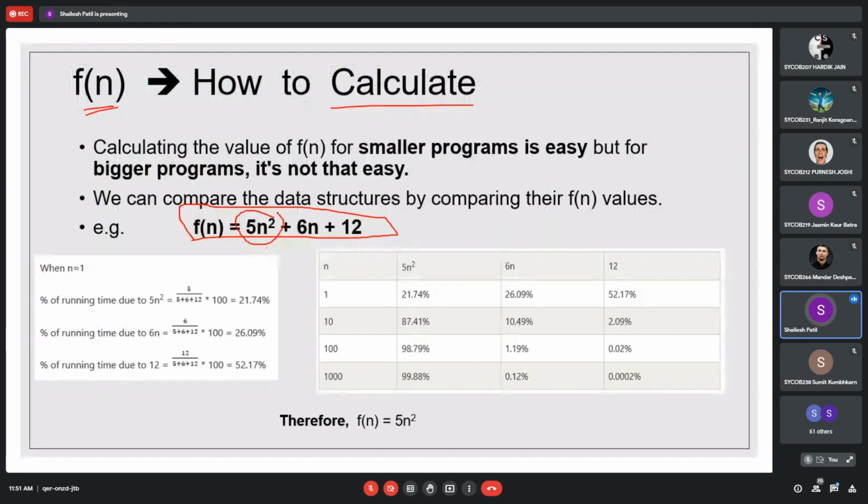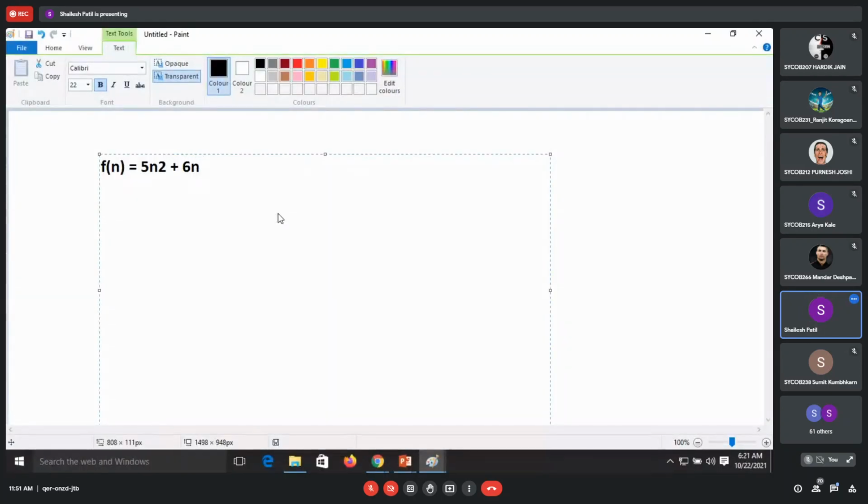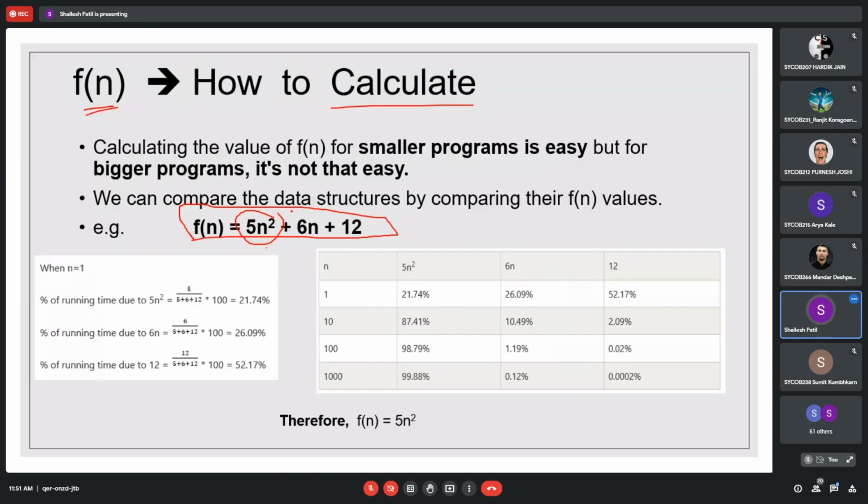Plus it will be 6n plus 12. So that is my formula. Now we'll calculate the impact of each and every term on your algorithm. What is the impact of each term on this formula?